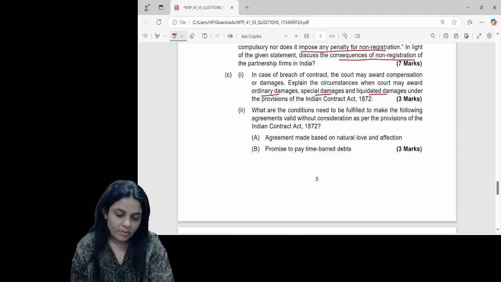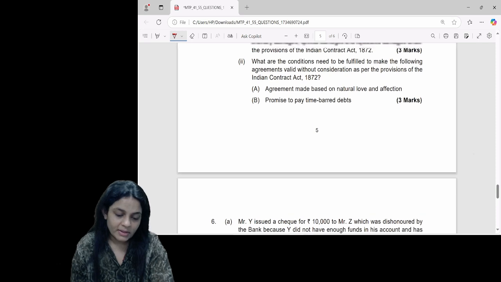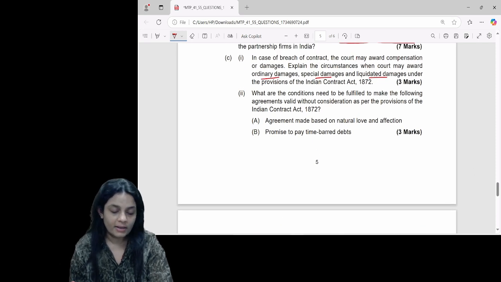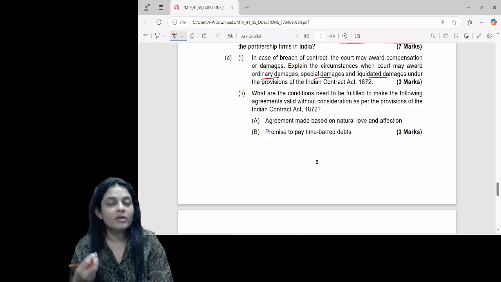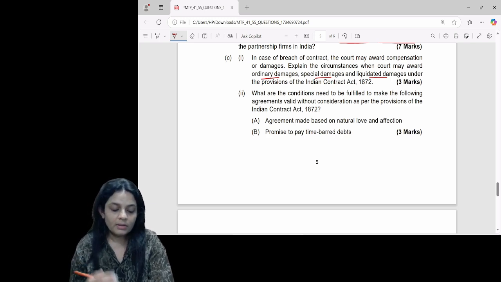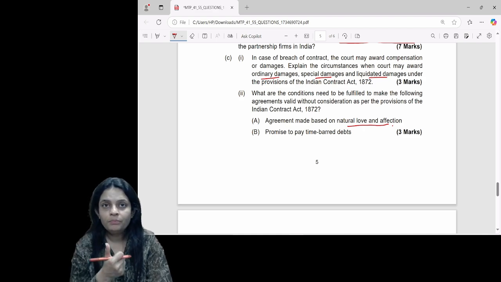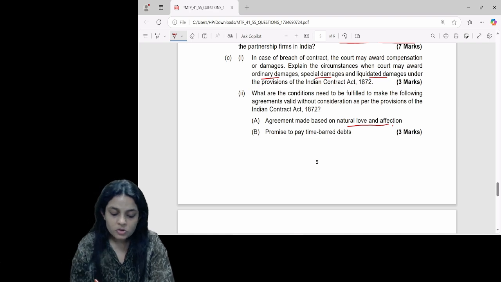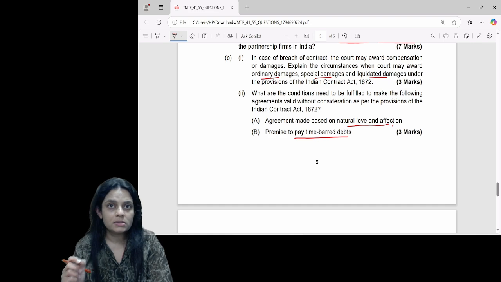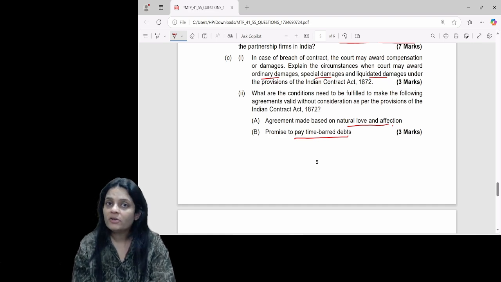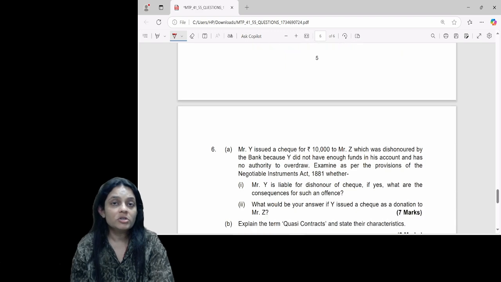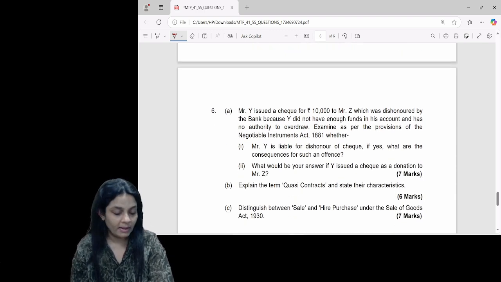What are the conditions that need to be fulfilled to make the following agreements valid without consideration as per the provisions of the Indian Contract Act? The general rule is that a contract without consideration is void. However, there are certain exceptions. In case of an agreement made based on natural love and affection, if the contract is made between parties who stand in a relation, they make a contract out of love and affection and they get it written and registered, it's a valid contract. A written promise to pay a time barred debt is valid. So if the debtor or his agent authorized by him gives a written promise to pay a time barred debt, the contract is valid.